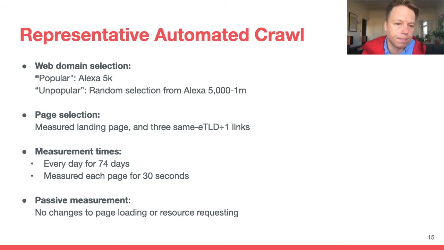Then once we had these 10,000 origins, we measured the landing page for each of them, and then we selected three child pages on the same site. I'll go into a little more detail about that in the next slides. And then we repeated this measurement every day for 74 days, so we had a longitudinal measurement. For each page, we also measured for 30 seconds. We allowed the page to load for 30 seconds and recorded the resources that were loaded during that time. And again, I just want to highlight that this was a passive measurement. We didn't modify how the page executed in any way.